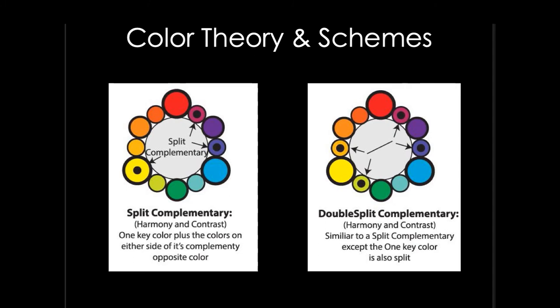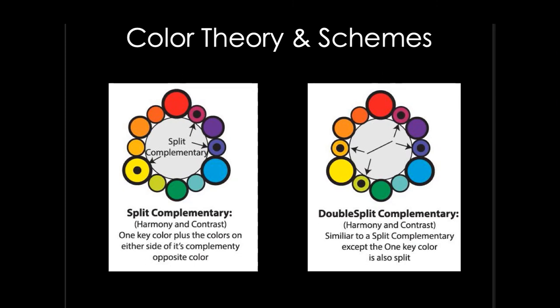So if we had red as the key color, then the split would be yellow-green and blue-green. If we had blue as the key color, then the split would be red-orange and yellow-orange. If we had green as the key color, then the split would be red-orange and red-violet.